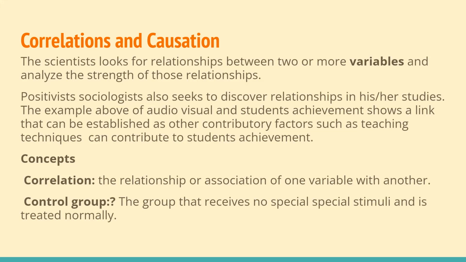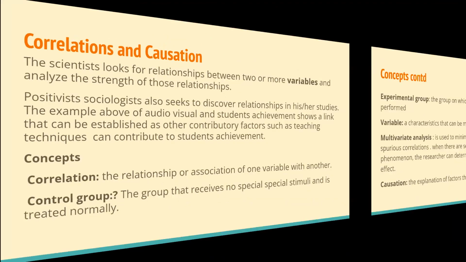Now, here are some concepts as they relate to correlation and causation. What is a correlation? A correlation is a relationship or association of one variable with another. What is a control group? A control group is one that receives no special stimuli and is treated normally.